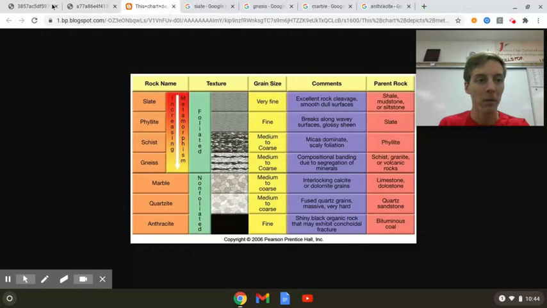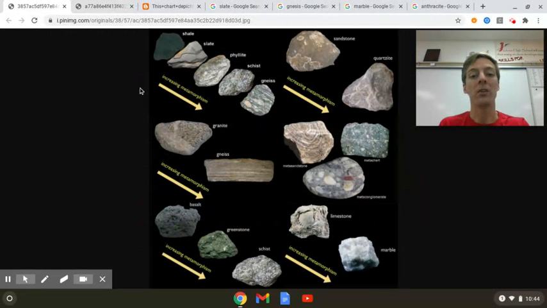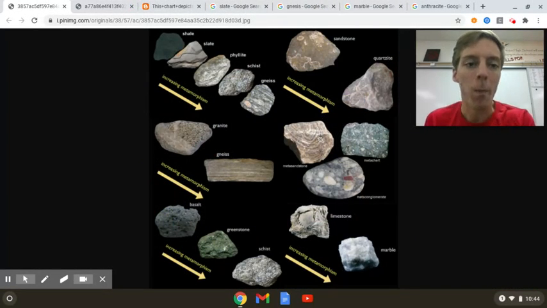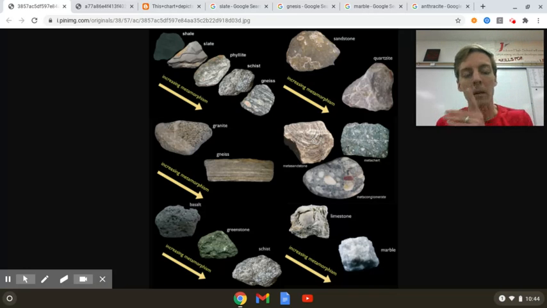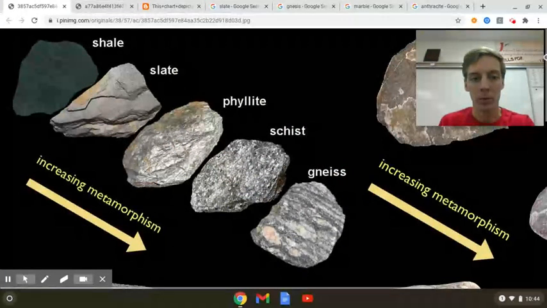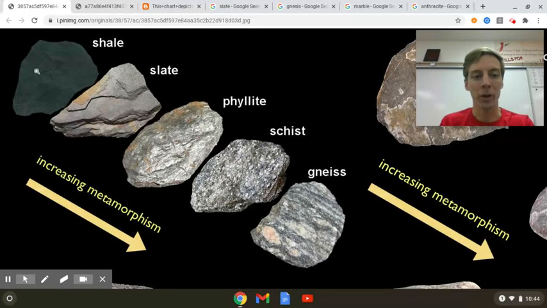All right, what do we have here? This is interesting. What you start with, let's zoom in: shale. Shale turns to slate. Slate turns to phyllite. Phyllite to schist. Schist to gneiss. Shale is a sedimentary rock. This is metamorphic. This is metamorphic. This is metamorphic. This is metamorphic. But it's increasing metamorphism.